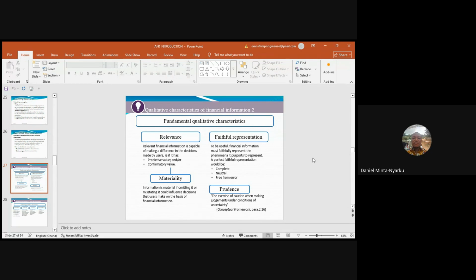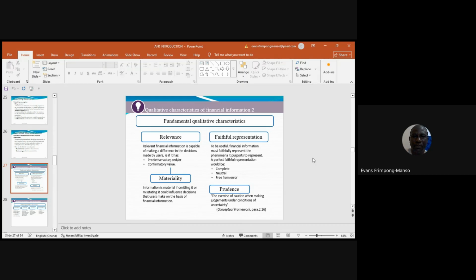Let me try conservatism. The concept of conservatism is the prudence concept, which says the accountant should not anticipate profit, but should take into consideration all foreseeable losses when preparing the financial statement. So it is the exercise of caution when making judgments under conditions of uncertainty.